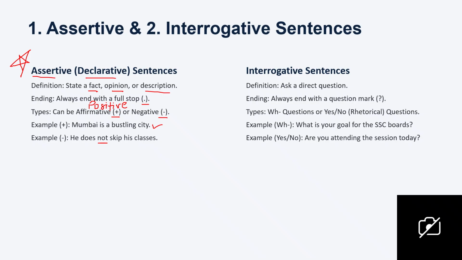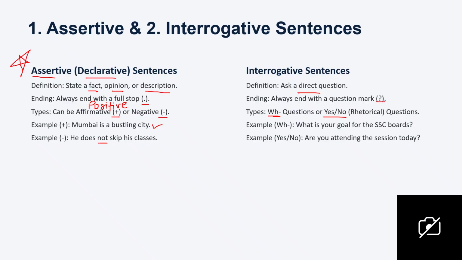The second type of sentence is the interrogative sentence. Basically, it's a direct question. If someone is asking something, the sentence is in a question form. So that's an interrogative sentence. And as it is a question, it will end with a question mark. So we can also say it is a WH type of question or a yes or no question.